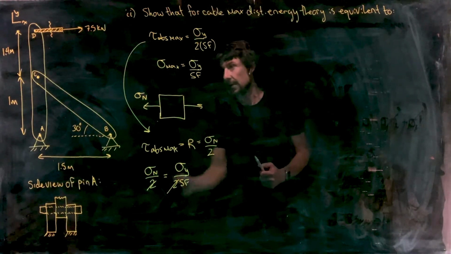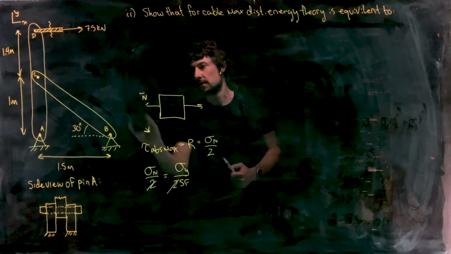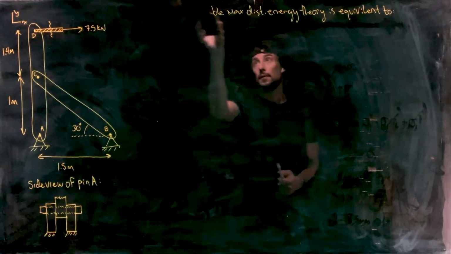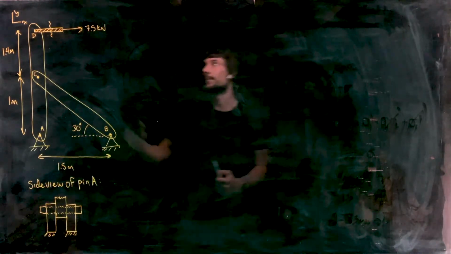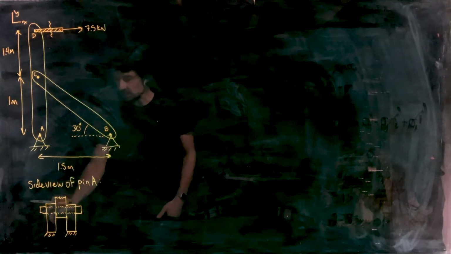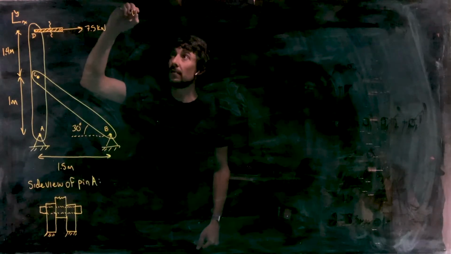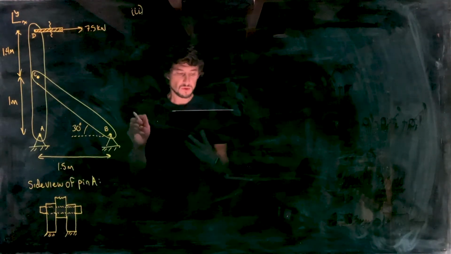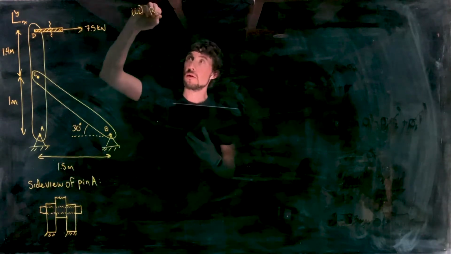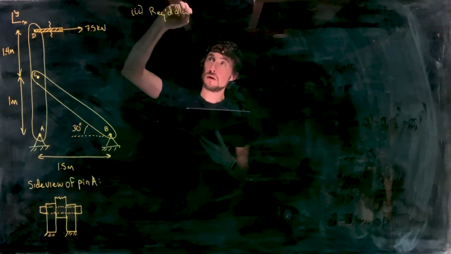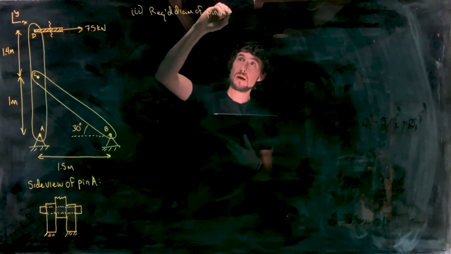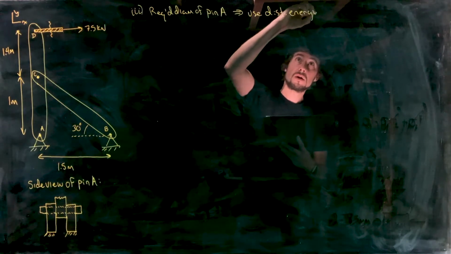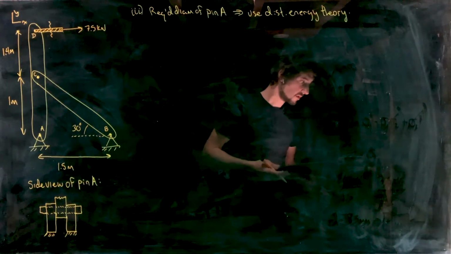Okay. Now, you probably got this by now. There we go. Okay. So if we want to, let me write down part 3 on the board. Using the maximum distortion energy theory, determine the minimum required diameter of pin A. So the required diameter of pin A, use the distortion energy theory. Okay, so that's what we want to do.